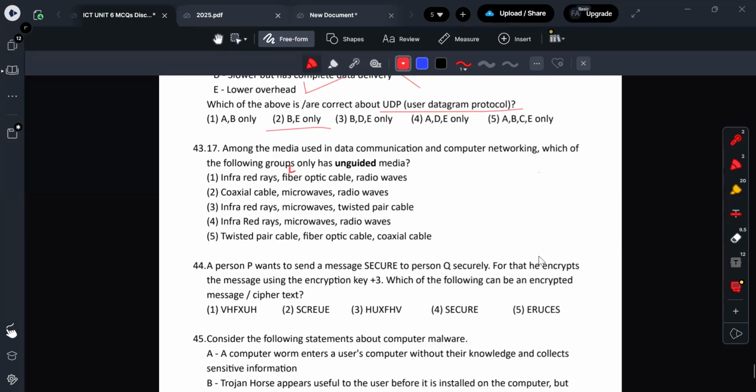And then we have one about unguided media again. Simply, I'm not going to explain it. Infrared, fiber optic. No, fiber optic is guided. Flexible is guided. The answer is option number 4.